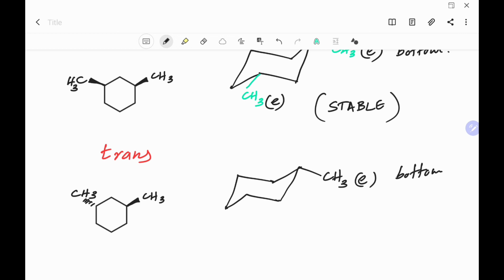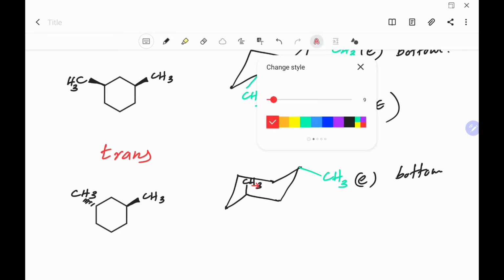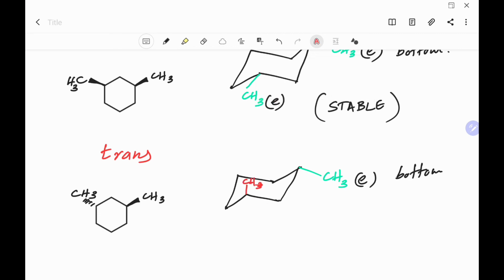Okay, so since this is trans, the next substituent should be on the top plane, which means this carbon will have the CH3 group on an axial position, which we don't want, but it is what it is, right? So this CH3 is on the top plane and it is an axial one.